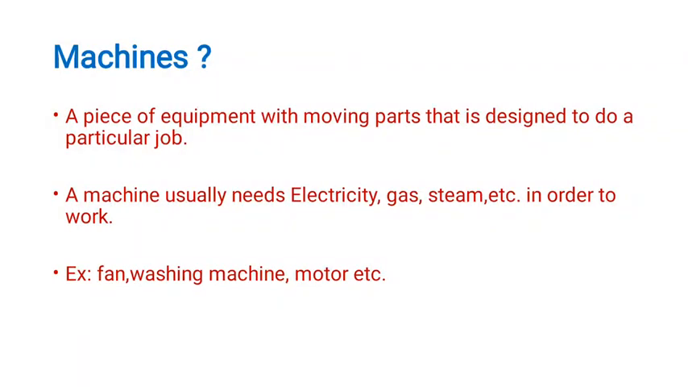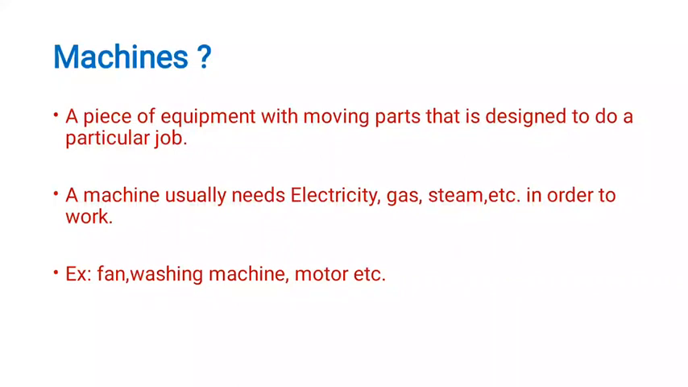So before entering into this subject, you should also know about what is a machine. Since our subject is electrical machine, you should also know about what is a machine. A machine is a piece of equipment with moving parts that is designed to do a particular job. For example, a fan, a washing machine, a motor. So these are some of the machines.